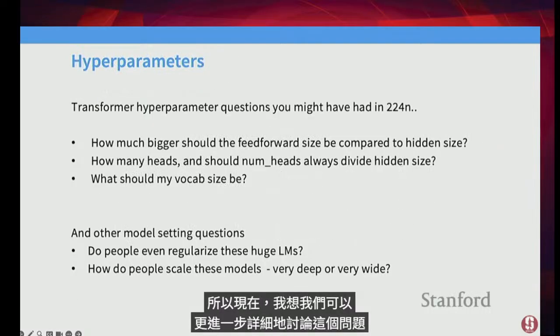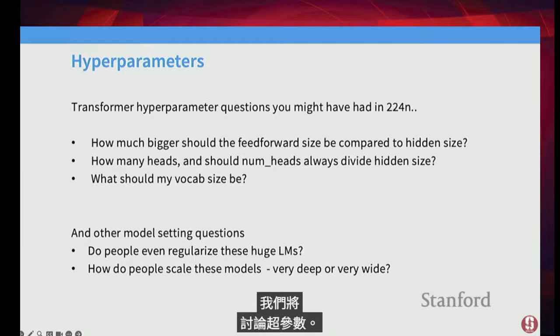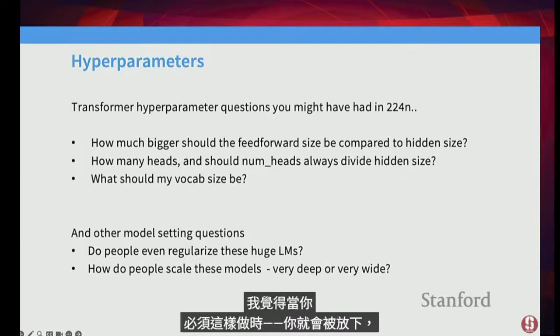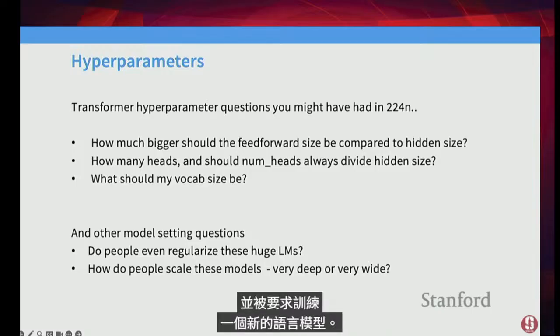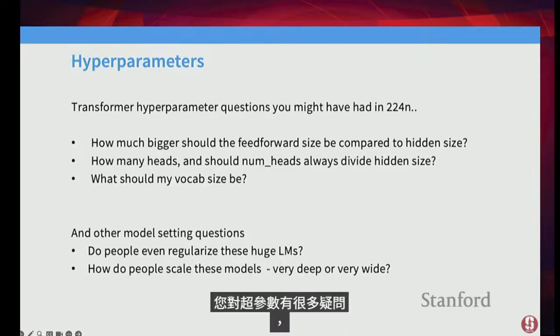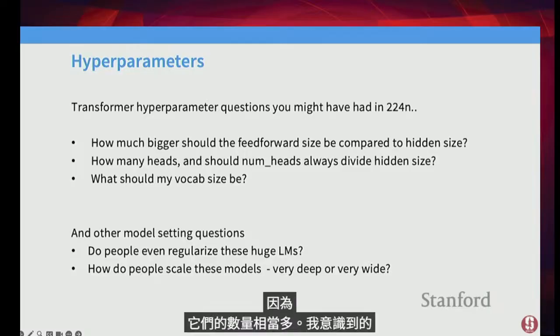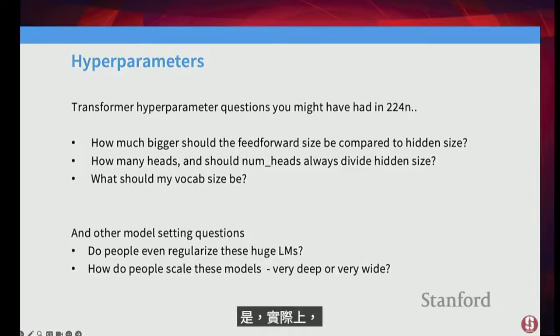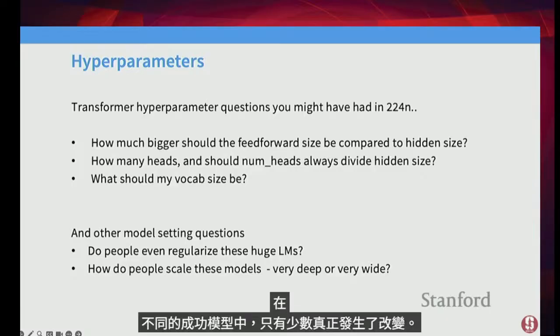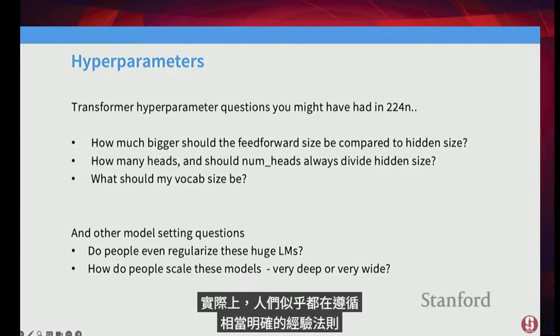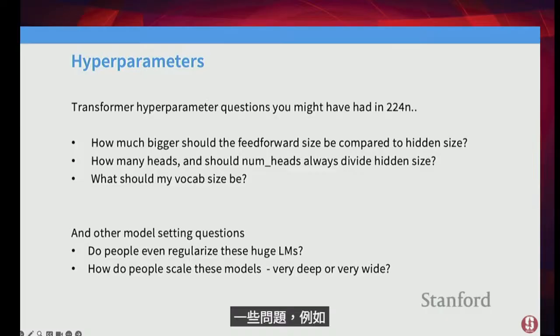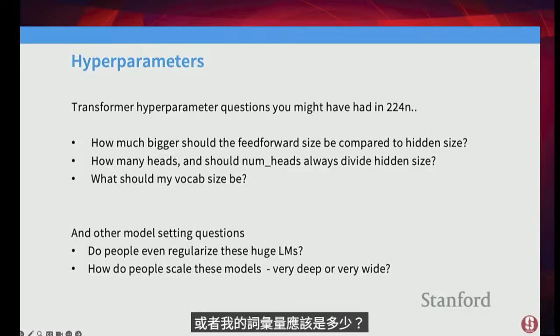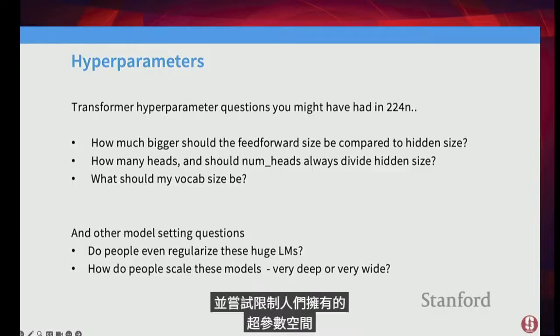So now I think we go even one more level into the details here, and we're going to talk about hyperparameters. When you're dropped in and asked to train a new language model, there are a lot of questions you have about hyperparameters because there are quite a few of them. One of the things I've realized is that actually only a few of these really get changed across different successful models. There are fairly clear rules of thumb and guidelines that people seem to be following. For example, how much bigger should the feed-forward size be, how many heads should I have, or what should my vocab size be. We'll talk about each of those things, and we'll try to constrain the space of hyperparameters that people have.